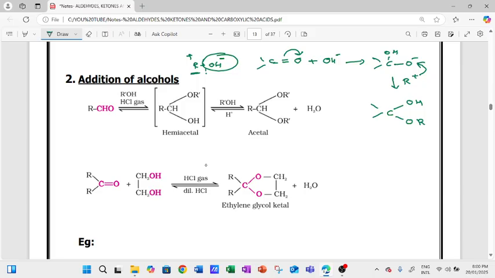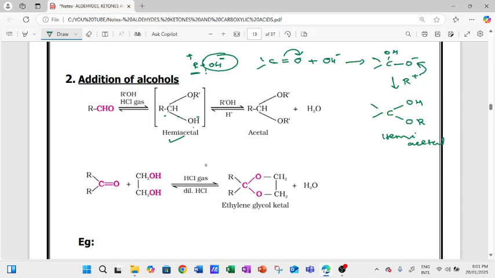This product is called a hemiacetal. Hemiacetal. That is what is written here: RCH(OR)OH, the same carbon with OH and OR. And if alcohol is in excess, this reaction will continue again with another molecule of ROH. Then the reaction takes place in this way.